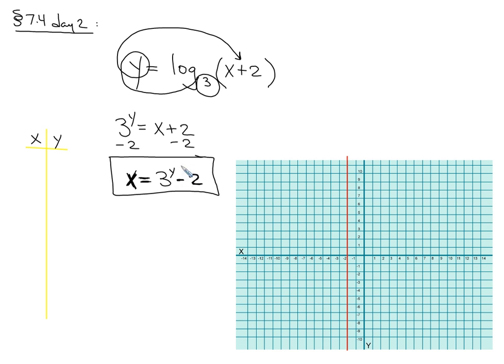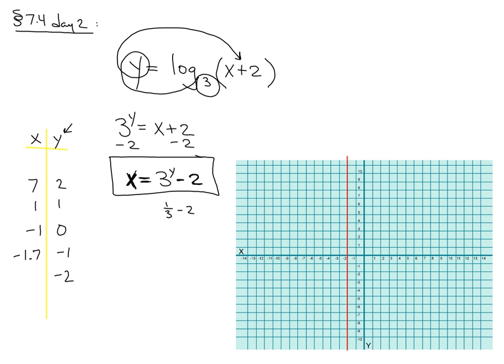And what should I plug in as my center value for y? 0, because that's what makes the exponent 0. So we plug in for y, 0, 1, 2, negative 1, negative 2. If I plug in 2, I get 9 minus 2 is 7. If I plug in 1, I get 3 minus 2 is 1. If I plug in 0, I get 1 minus 2 is negative 1. If I plug in negative 1, I get 1/3 minus 2, okay, which is going to give us negative 1 and 2/3, or negative 1.7.